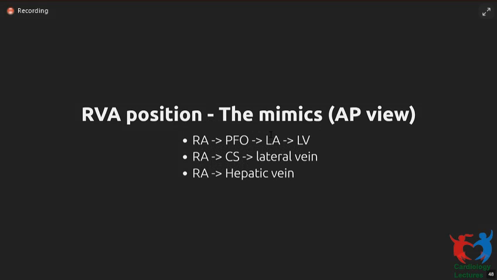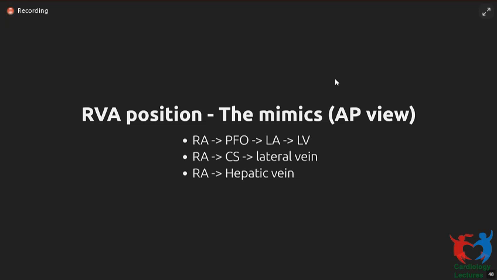Now, remember that if you are going to place a lead and monitor its placement only in an AP view, there are a couple of things which can mimic the appearance of a lead in the right ventricular apex. One of the most important is when a lead crosses through a PFO into the LA and then goes into the LV. It can be very difficult to distinguish this in an AP or PA view. Even with experience you can suspect it, but it's not very easy, so you can easily get misled.